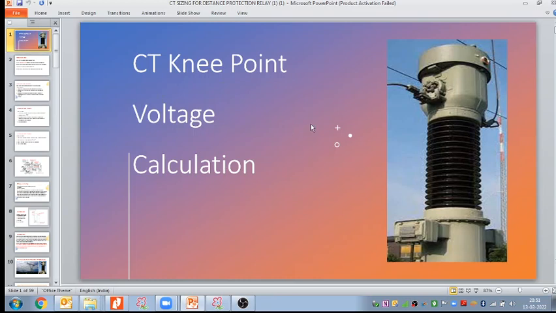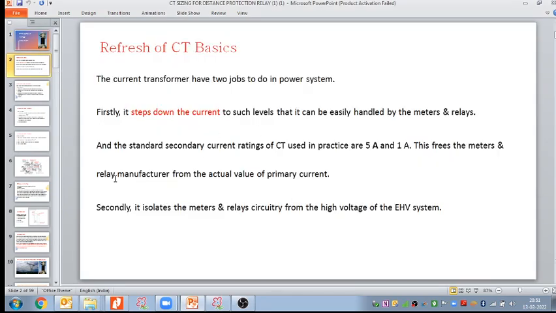Okay, so let us quickly start. Today's agenda is CT knee point voltage calculations. Let us quickly again revise and refresh the CT basics and the core basics. Refresh of CT basics.